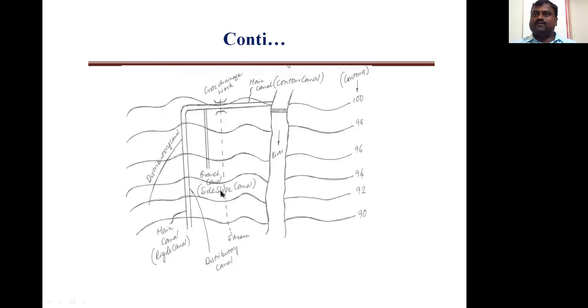And the last one is the side slope canal. So here we have the side slope canal, and these are the canals which are constructed approximately perpendicular to the contour lines. Here you can see we have the contour lines, and the side slope canal is constructed approximately perpendicular to them. These are also capable of supplying water on either side, as these do not cross any natural drains and CD works. So this is the classification based on canal alignment.